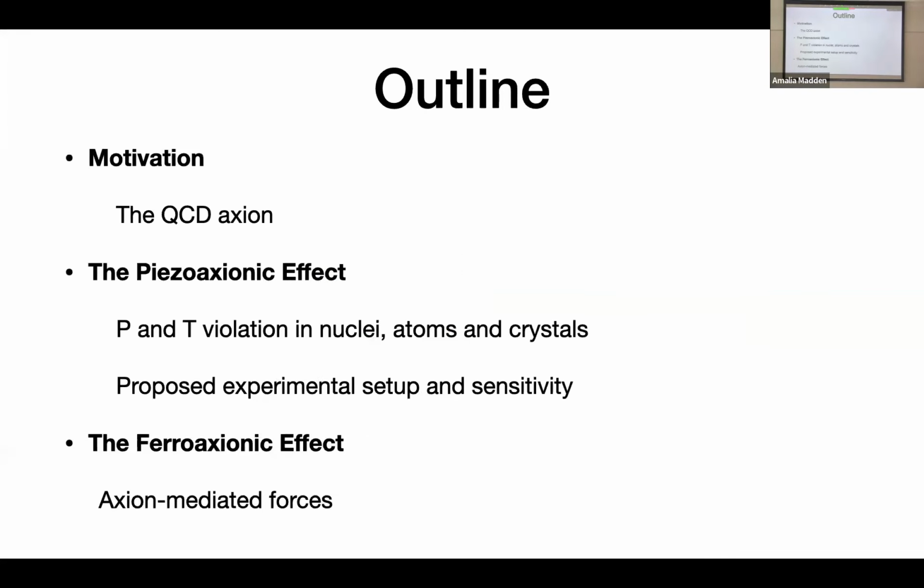So an outline of what I'm going to talk about. I'll start by motivating the QCD axion. I'll talk about two new observables today that require a kind of material known as a piezoelectric material. The first effect, which we've already published, is known as the piezoaxionic effect. In order to understand this, I'll have to tell you a bit about parity and time violation in nuclei, in atoms, and in crystals. I'll tell you about a proposed experimental setup to look for the piezoaxionic effect.